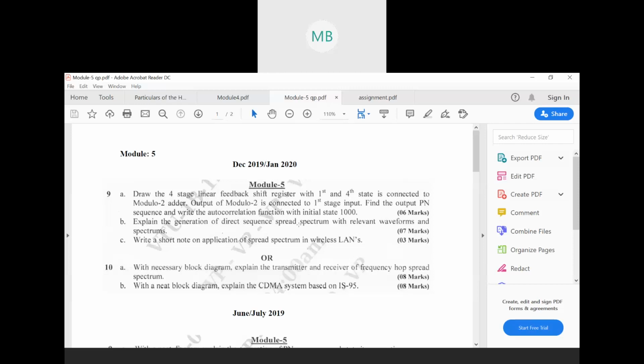Is it clear? Okay. Next, 9C, third question is, write a short note on application of spread spectrum in wireless LAN. So this topic we have discussed under applications of spread spectrum signals. Subtopic is wireless LAN, right? Here you need to explain how spread spectrum is used in wireless standards 802.11 and 802.11b.